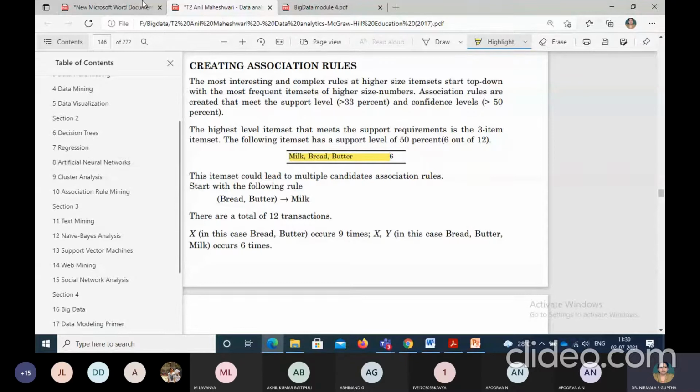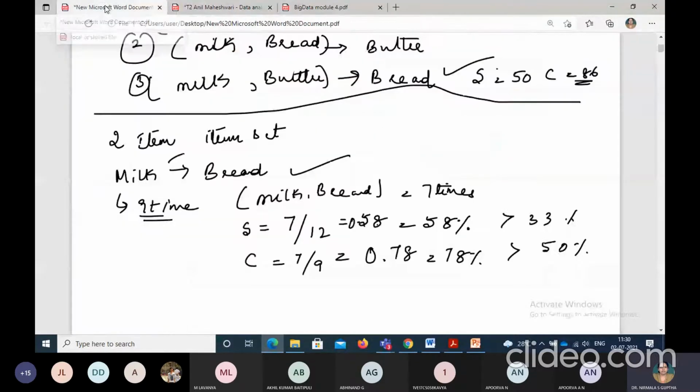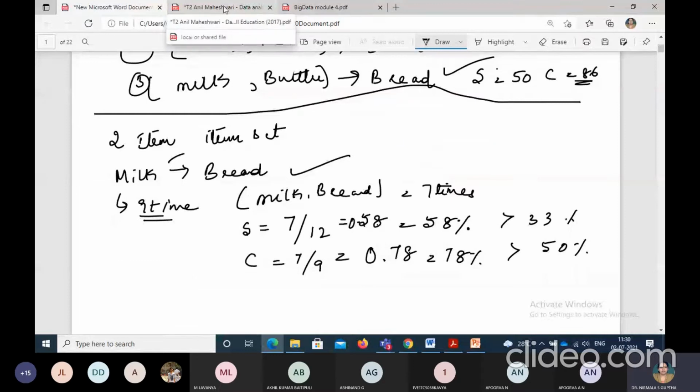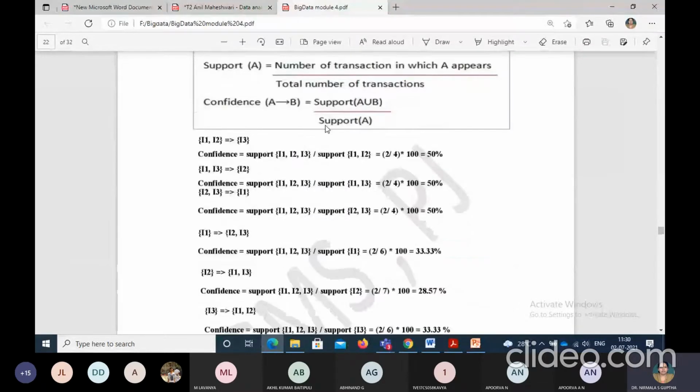Okay. So everyone got your books and pens with you? Please copy the problem. Okay. So I'll be doing another problem on the Apriori algorithm. Okay. So let us take this problem.